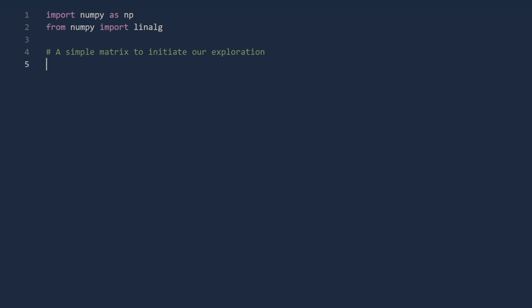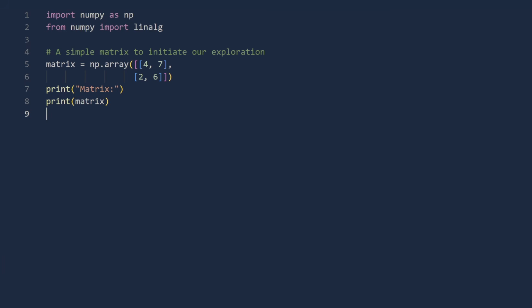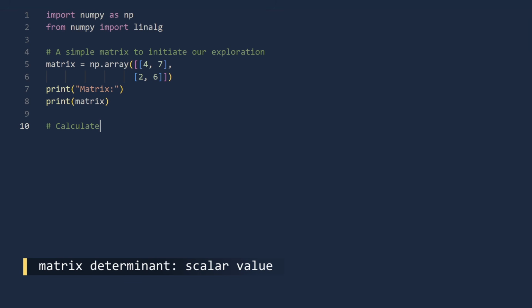Let us begin with a simple matrix, our computational companion for today's exploration. Run. The determinant of a matrix is a scalar value that provides critical information about a matrix's properties. Let us calculate the determinant of our matrix.